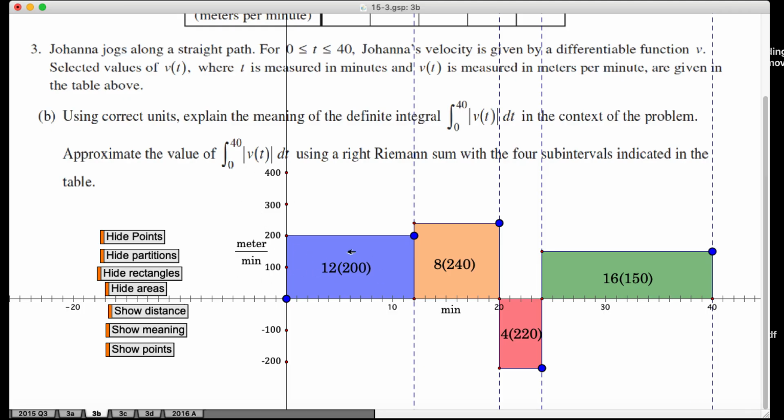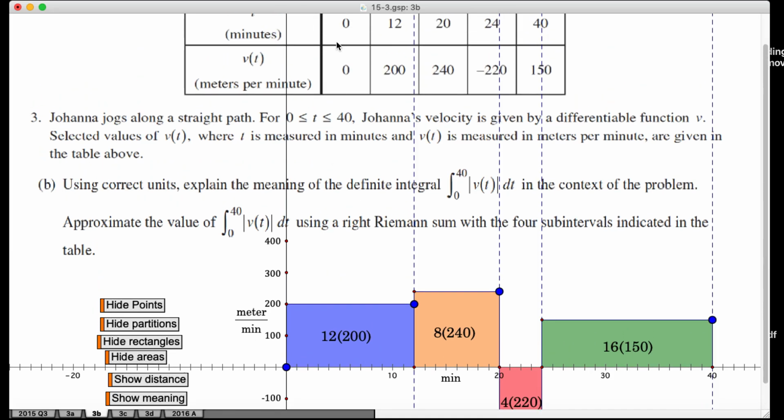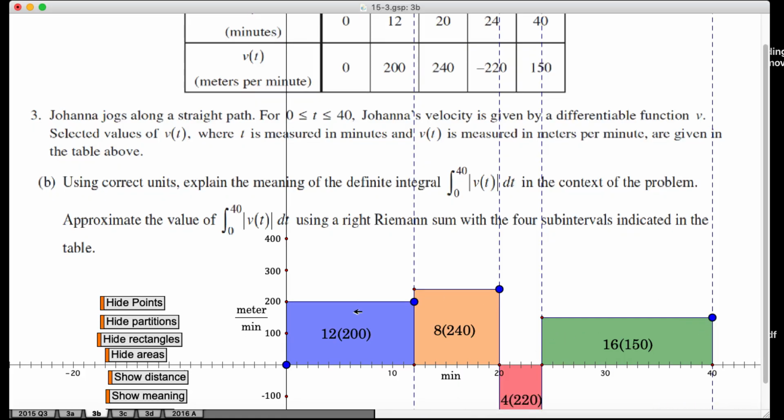So by doing this now, taking the area of these regions, this is a definite integral of an absolute value. So it's going to be, the areas are all going to be positive. So if I just look at it, the base of this rectangle right here is 12. That was from the intervals. Remember, when this goes from 0 to 12, 12 to 20, and so forth. And the height of these subintervals, it's right Riemann sum. So the height of the first rectangle is 200. The next height is 240, minus 220, and 150.